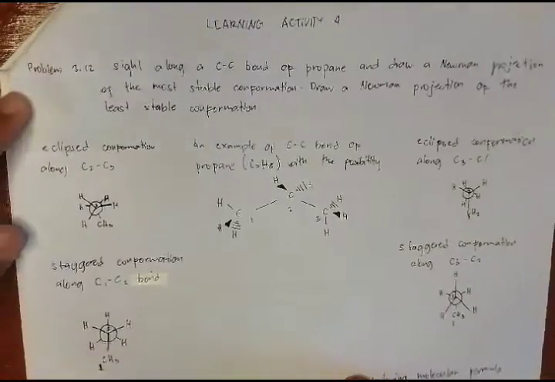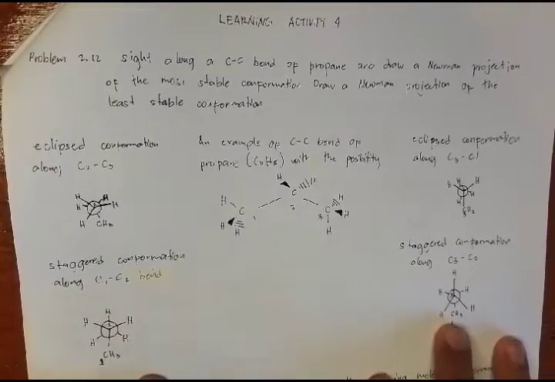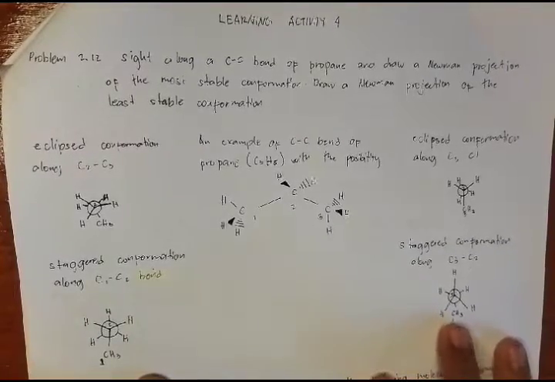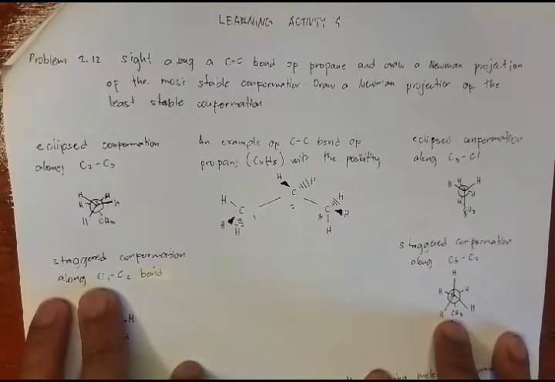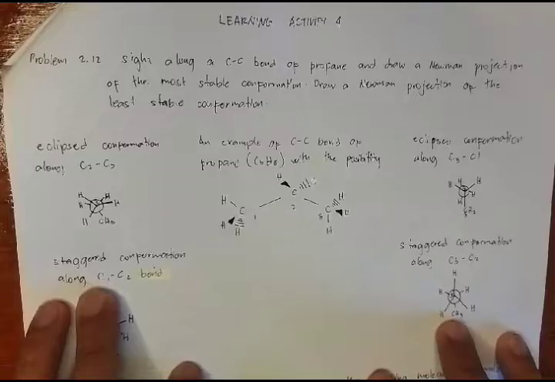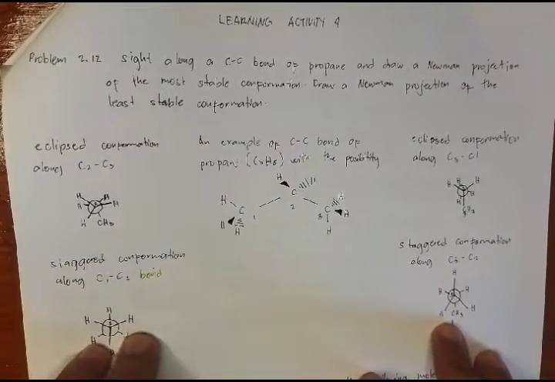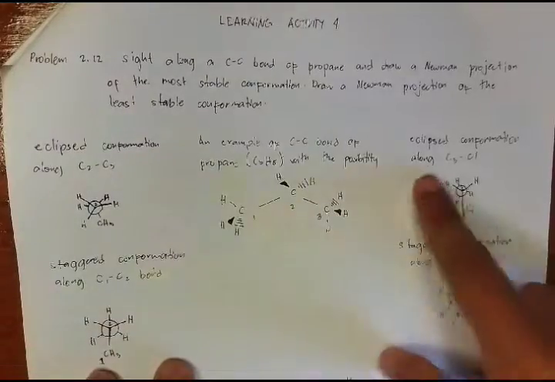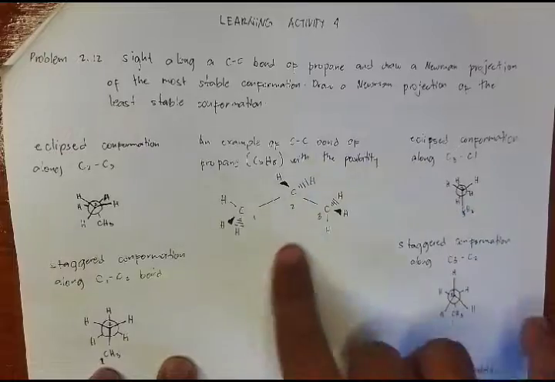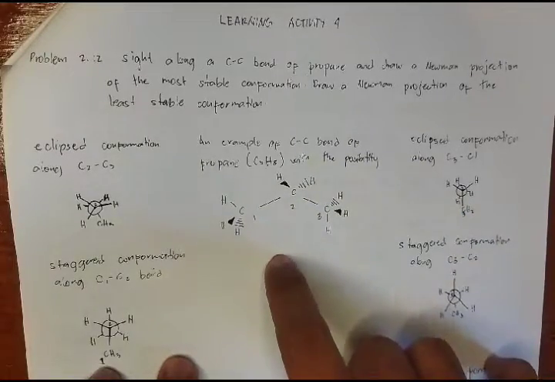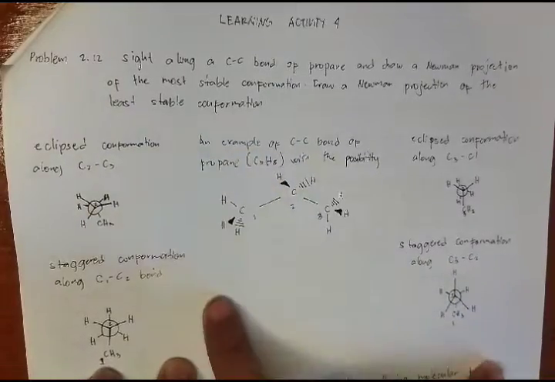Here in learning activity number 4, problem 2.12, we are going to sight along a carbon-carbon single bond of propane and draw a Newman projection of the most stable conformation, and draw a Newman projection of the least stable conformation. My example here is the carbon-carbon single bond of propane, which is C3H8, with these possibilities.